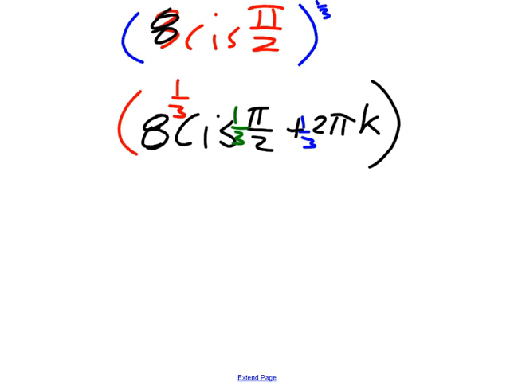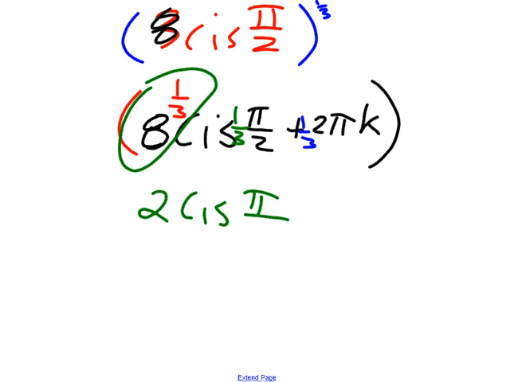Now, the reason I changed that to an 8 is just so this will work out so much nicer. I don't have to drag my 2 to the 1/3 all over the place. 8 to the 1/3 is nice. What is it? 2. 2 cis pi over 6 plus 2 pi k over 3.